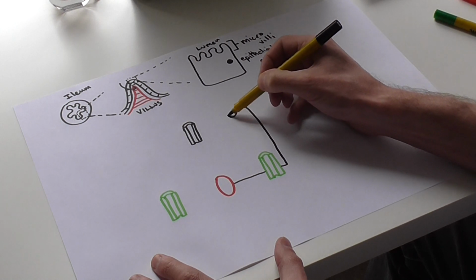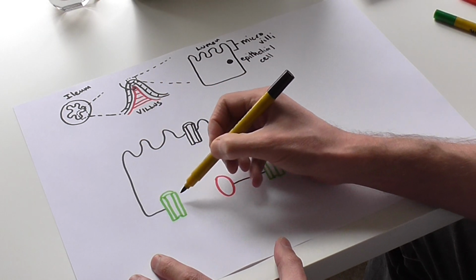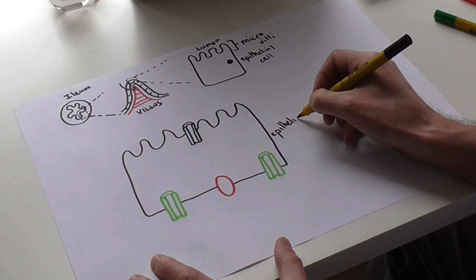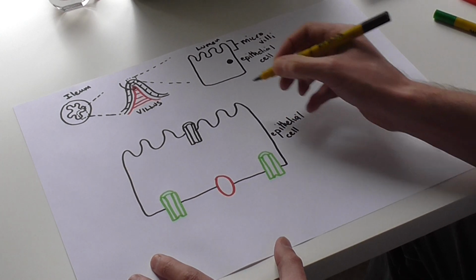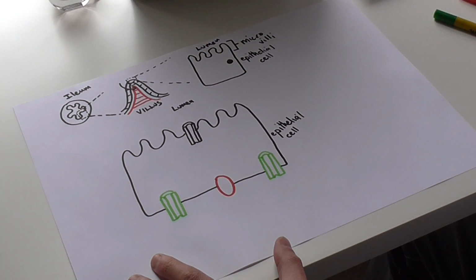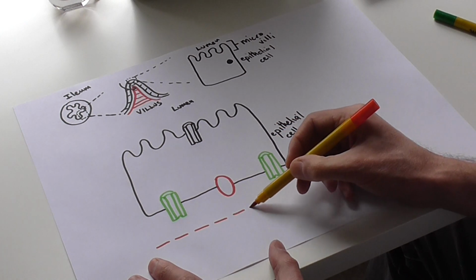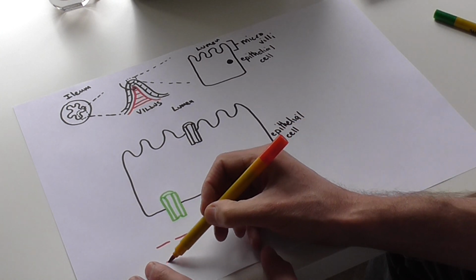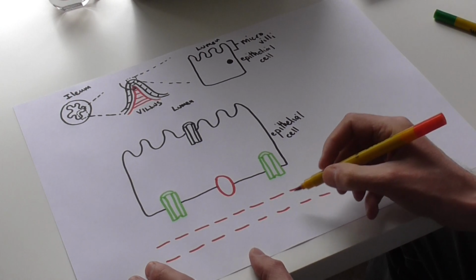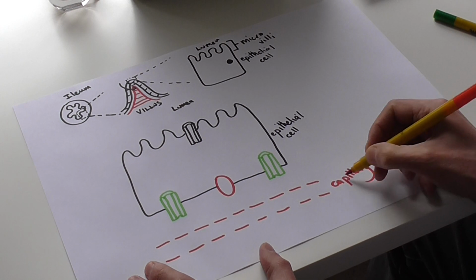So if I just draw the epithelial cell, so again, this is the epithelial cell, this is the lumen of the ileum, and we're interested in looking at how glucose and amino acids are going to be transported from the lumen and then ultimately through the epithelial cell and into the capillary.